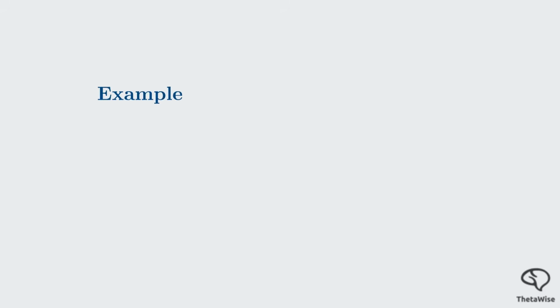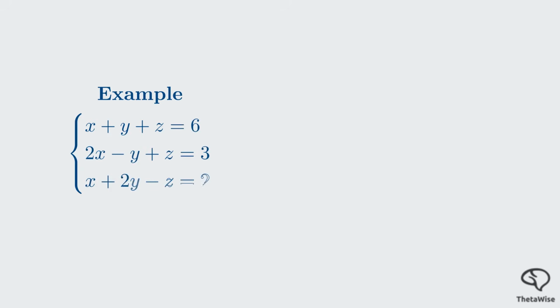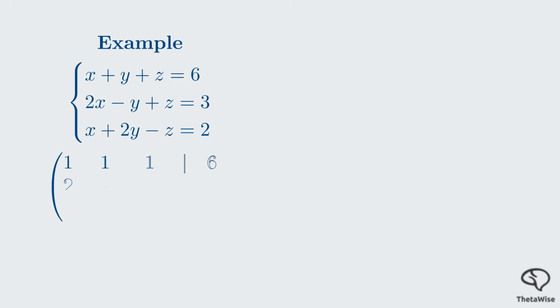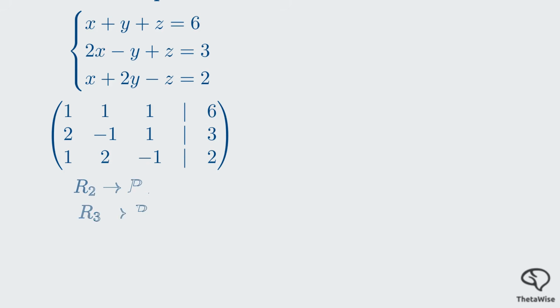Let us apply this to a system with a unique solution. Consider the system. x + y + z = 6, 2x - y + z = 3, and x + 2y - z = 2. First, we represent this as an augmented matrix. Notice how the coefficients of the first equation form the first row. Our goal is to create zeros under the first element of the first column.